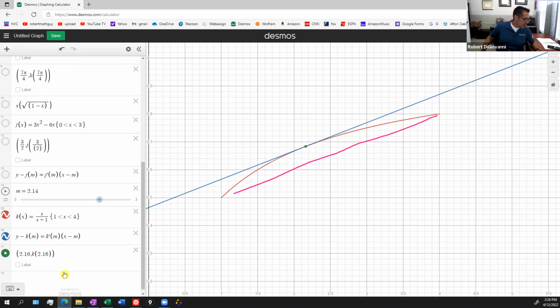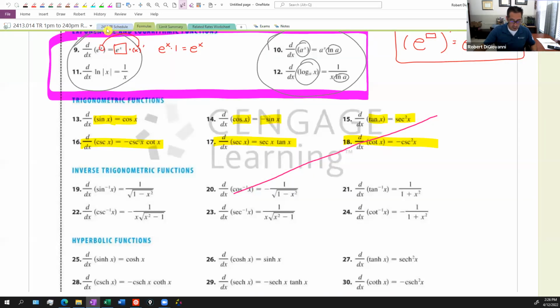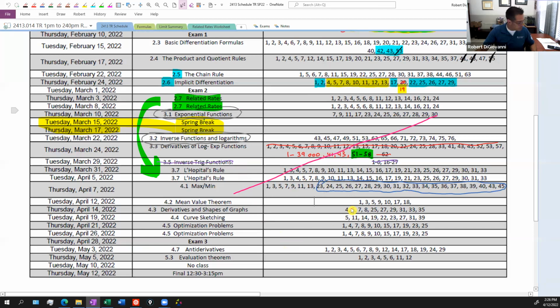There's really nothing else. What I would like for you to do for homework for this, we're not done, I have one more thing I want to show you, but as far as the homework, we can be done with this. Here's what I want you to do. I don't want you to do this assignment. I just want you to do 9, 10, 11, and 12. So 9 through 12.